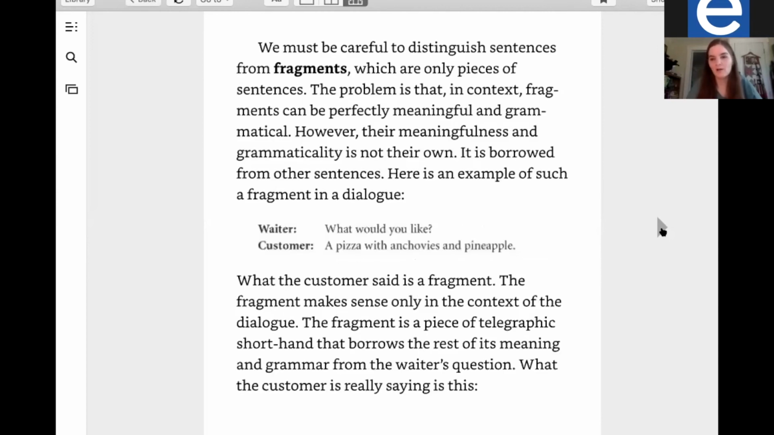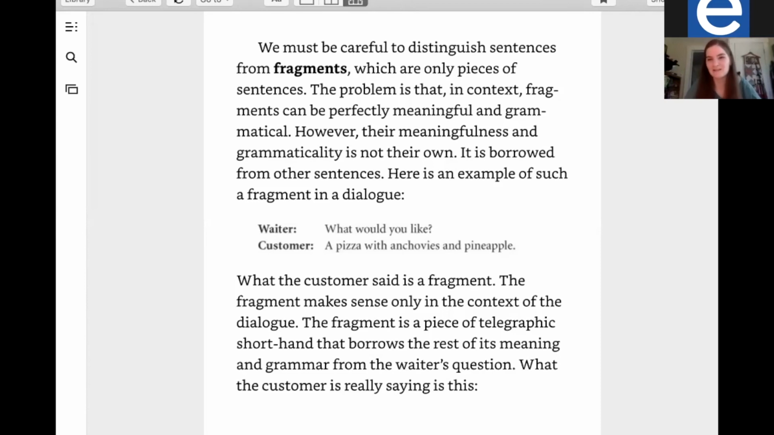Basically you have a few main types. We just went over a fragment. Here, a pizza with anchovies and pineapple in this example is a fragment. You're not actually giving me a verb here. So you're not telling me a complete thought. You're giving me a partial thought. So you're giving me a fragment.